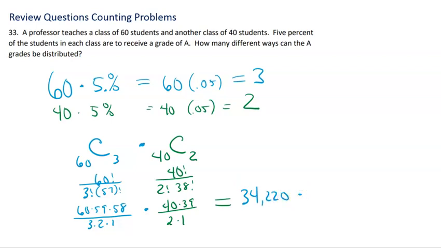Times, in green, I'm going to calculate 40 times 39, and then divide that by 2 times 1, which is 2. And I've got 780. Now when I multiply that together, 780 times 34,220, whew, I got a big number, y'all. So 26691600. If I put my commas in there, 26,691,600 possibilities for dishing out these A's.